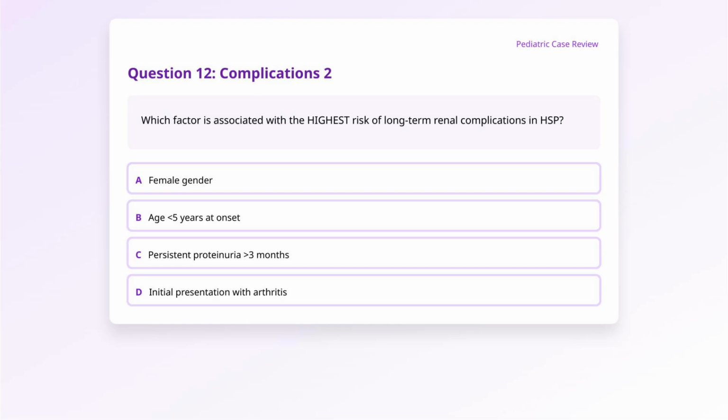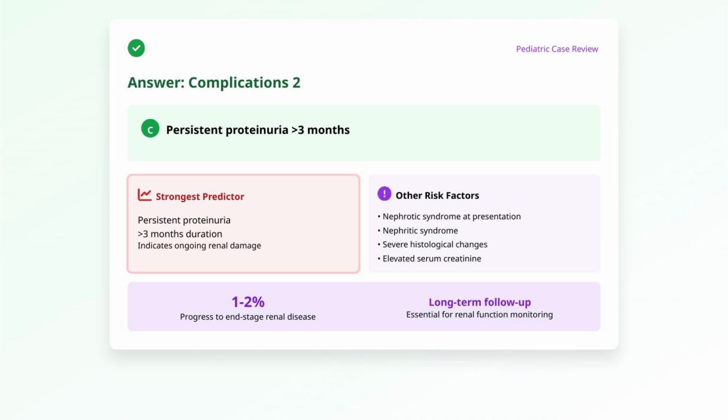Which factor is associated with the highest risk of long-term renal complications in Henoch Schönlein Purpura? A. Female gender. B. Age less than 5 years at onset. C. Persistent proteinuria greater than 3 months. D. Initial presentation with arthritis. The correct answer is C.